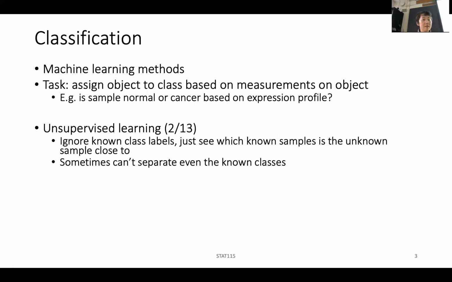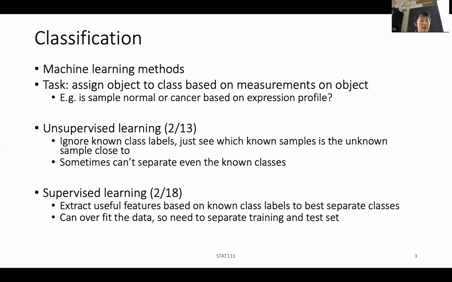So in this classification method, there's unsupervised learning, which is what we will cover today. In this case, initially, we will try to ignore the known class labels. So we don't try to learn the features between the disease and the normal or the two classes. We just try to somehow cluster them and then see where this new sample belongs to. So we just want to know which known sample is the unknown sample close to, and then try to predict what this unknown sample is. So today's lecture is going to be about unsupervised learning.